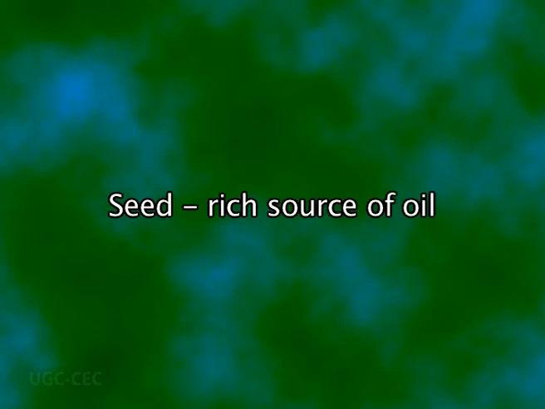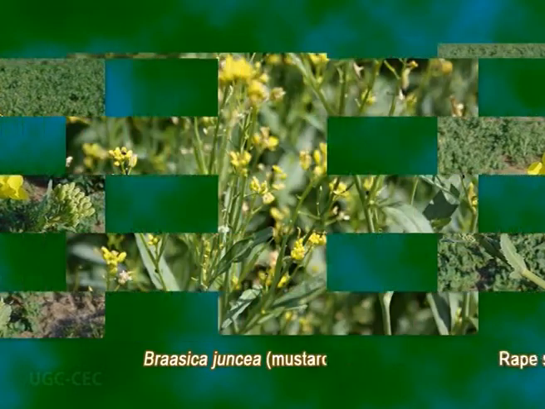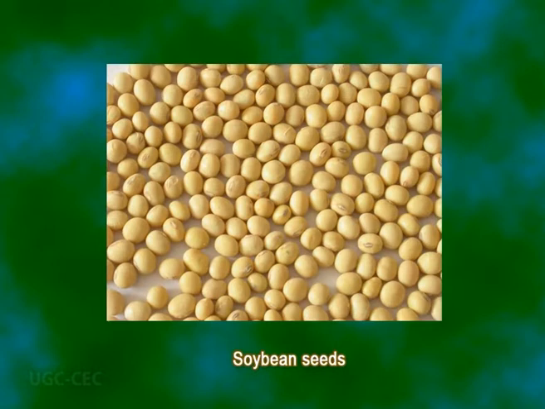The seeds are also a rich source of oils. For example, the seeds of rape mustard yield 40% of oil and those of soybean 20%. These components make the seeds a unit of replenishment not only for animals but for the plants itself also.